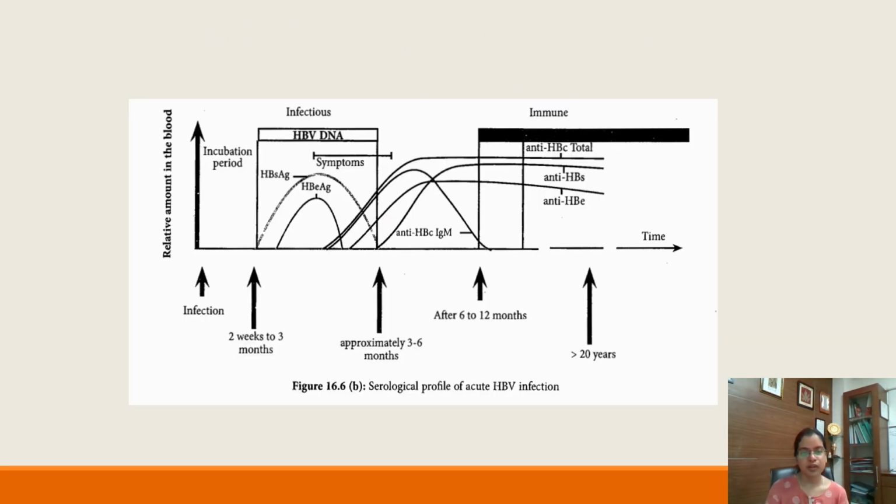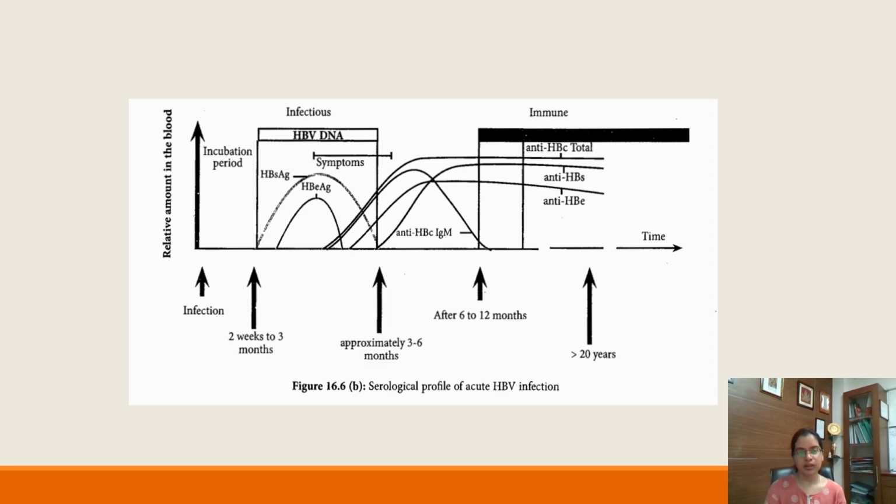So this is a diagram, the serological profile of acute HBV infection. So first, if infection happens, then 2 weeks to 3 months after that, HBsAg will appear. This is the first marker of infection, and it means that the person has been infected. After HBsAg, HBe antigen will appear. It indicates active viral replication.